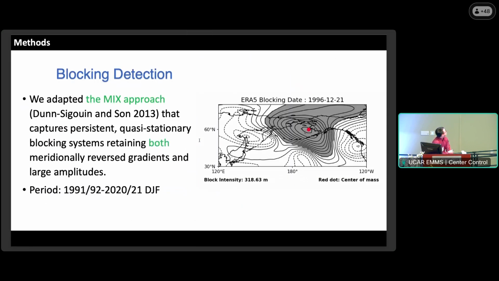Regarding the blocking detection, we adopted the hybrid approach. It is a bit different from the reversal gradient approach that Dr. Reinhard introduced. It captures persistent quasi-stationary blocking systems retaining both meridionally reversed gradients and large amplitudes above a certain threshold. And the analyzed period is the 1991 to 2021 boreal winters.